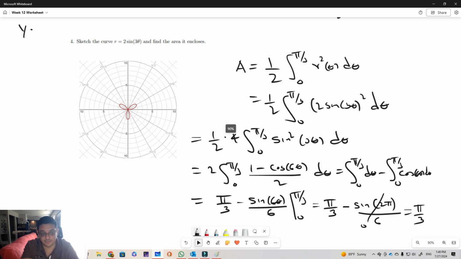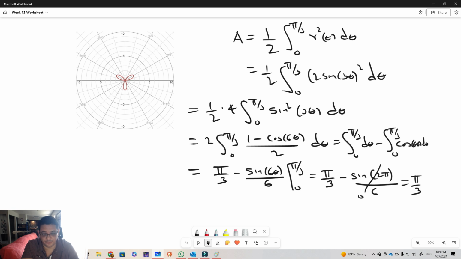Now this is just a single petal. So if I'm doing the 3 petals, then I have to multiply the whole thing by 3. This is the area of a petal. So the total area is 3 times the area of a petal, and it's 3 times pi over 3. So this is just going to be pi. So the whole thing has area pi. And that is the end of week 12's worksheet solutions.